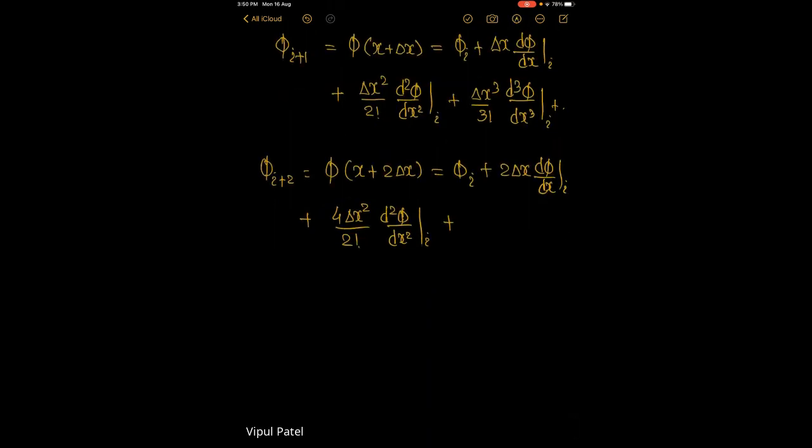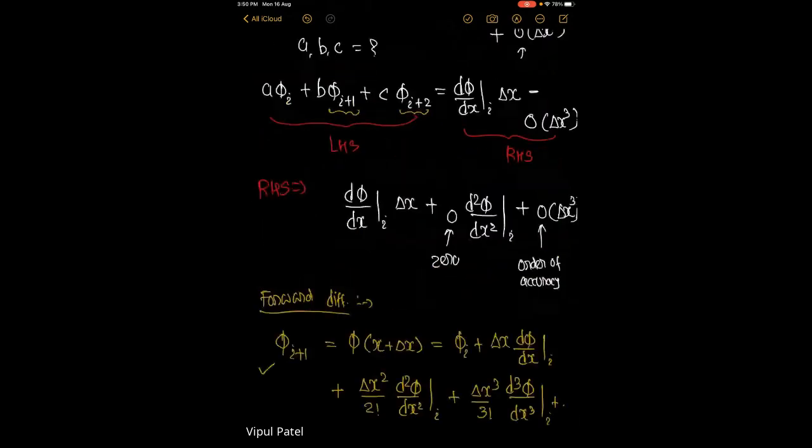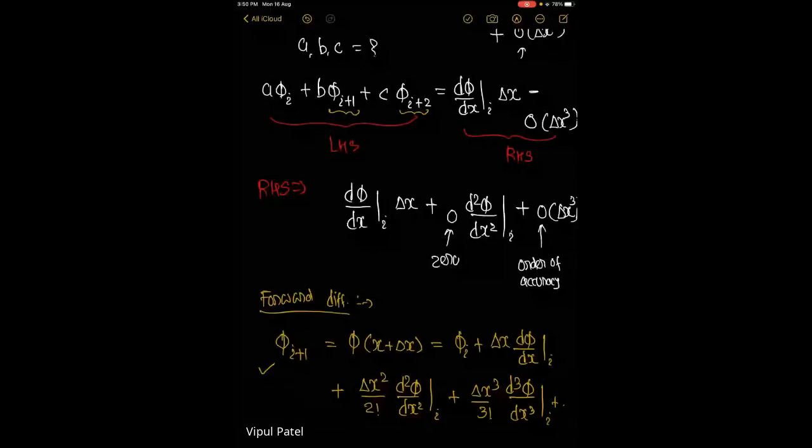So here actually our delta x is 2 delta x, right? So it becomes 8 delta x cube by 3 factorial d cube phi by dx cube at I, plus some higher terms. Okay. So what we will do now, we will substitute this value and this value in this equation. Okay. So the terms we are having on phi I plus 1 will be multiplied by b, and similarly the terms with phi I plus 2 will be multiplied by c. Okay. So we will simply substitute this expression with the derived expression.